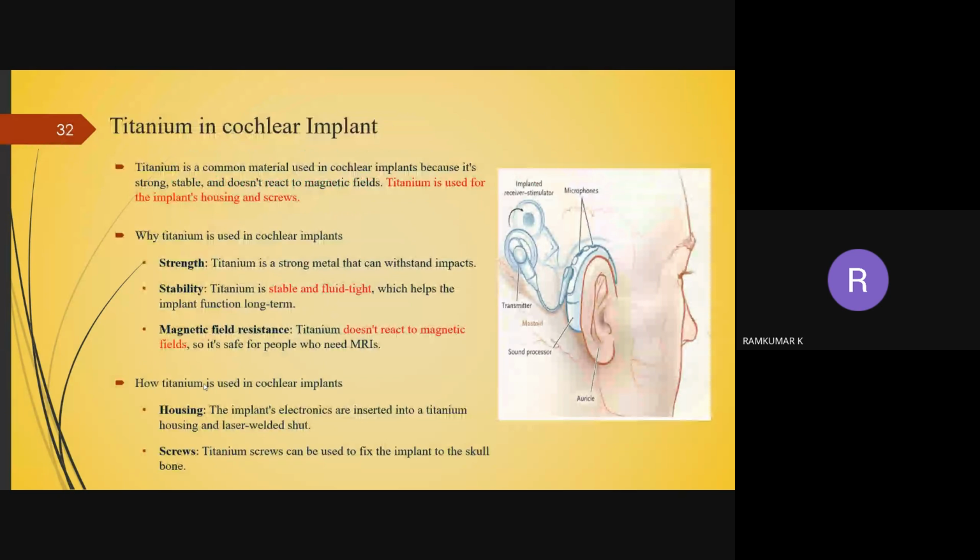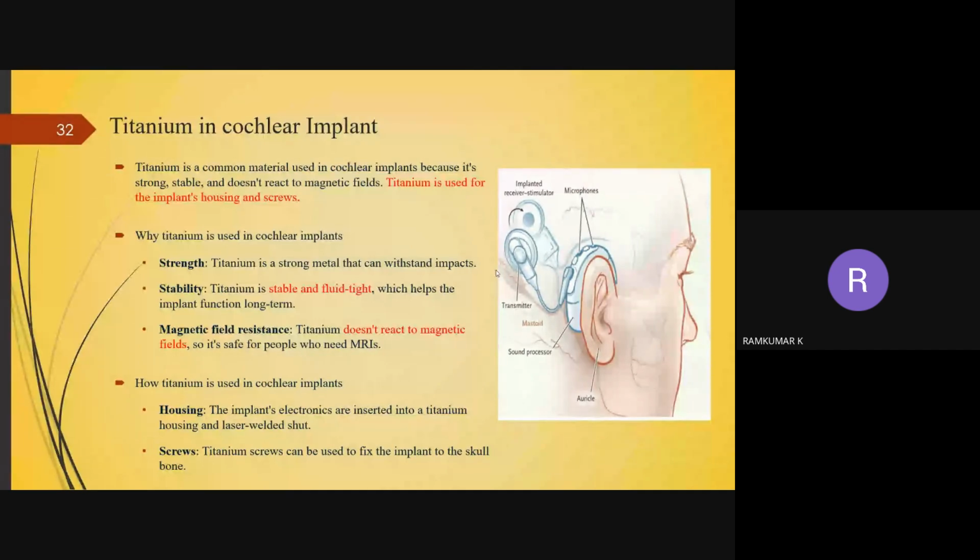bones or jaws. The next one is about the cochlear implant. Titanium is used for the implant housing and screws. Here you can see the implant is made. You might have seen some people with these microphones. Here the cochlear implant will be attached to the skull.